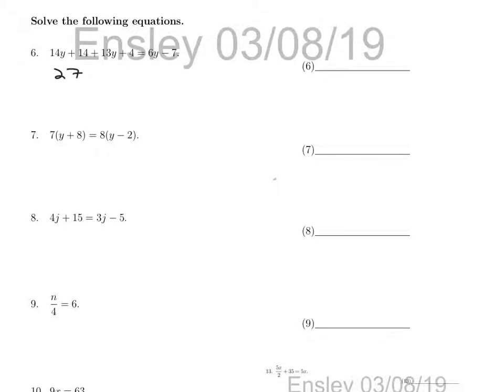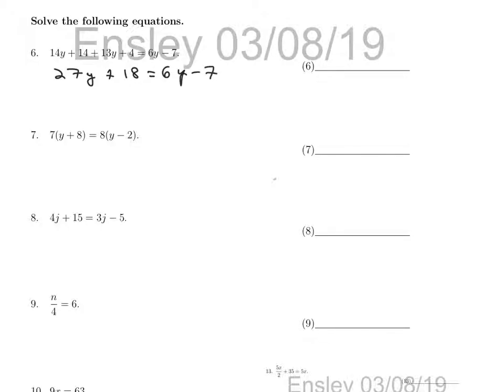So we have kind of a three-step process for this, but the first step is simplify. So 14y plus 13y is 27y. 14 plus 4 is 18. So with the left-hand side, if I simplify the left-hand side, it's just 27y plus 18 equals 6y minus 7. So now I would like to get my variables on one side and my non-variables on the other.